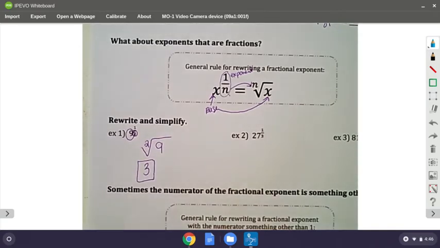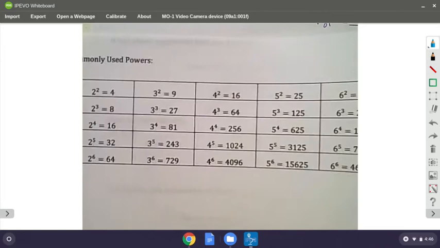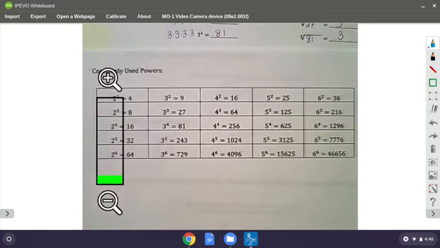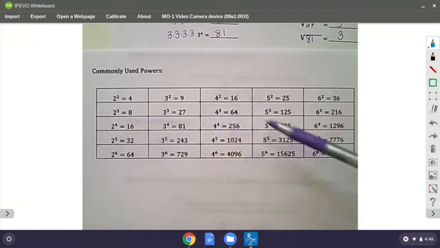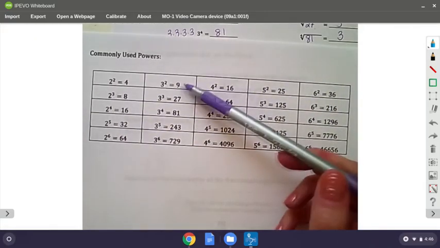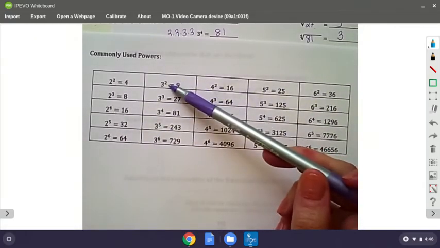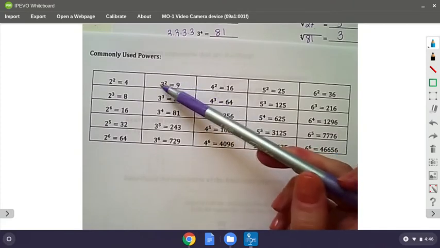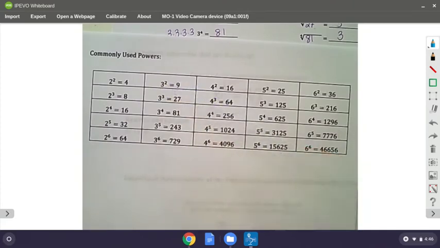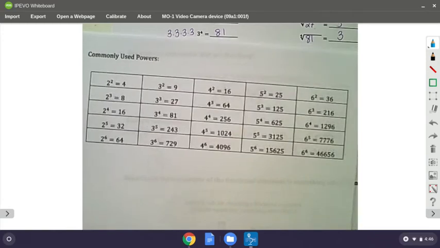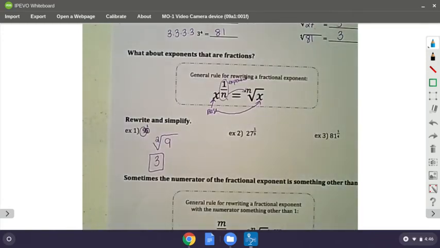I am going to show you how to put this in the calculator, but I'm also including on our post on Classroom this chart that I created with some commonly used powers. So you would find 9 on here, which is here, and it's the square root of 9, which is 3. 3 times itself is 9. So I'll refer back to this throughout and show you how to use it.